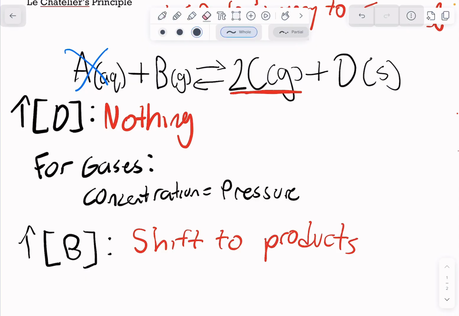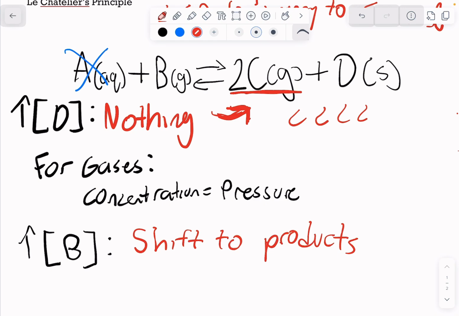Since we have 2 moles of C, when we increase the pressure of B and we shift the system to the right, favoring the products, we end up increasing the pressure significantly, because now we're favoring the reaction that yields 2 moles of a gas, whatever gas. So by causing more forward reactions, we're making a bunch of C, and that's increasing the pressure like crazy.